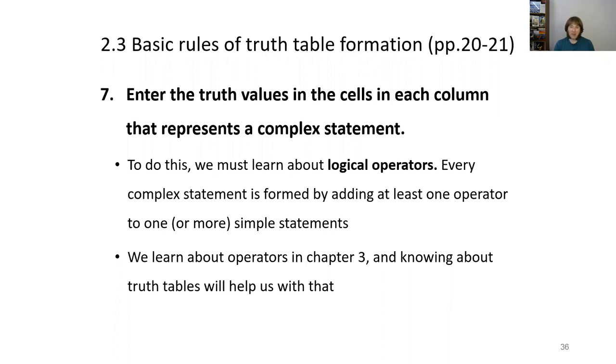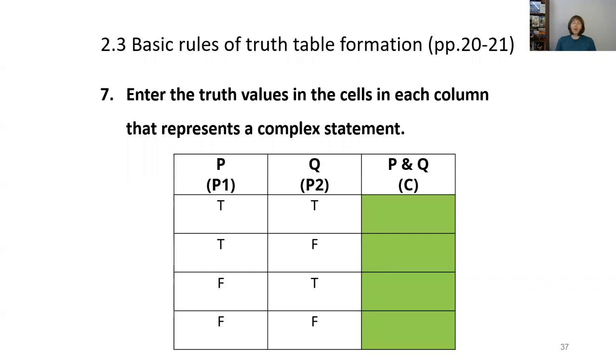Please bear with me. So if we just look at our table, what are we left with? What haven't we filled in? The very last column. And that's the column that represents the complex statement. And in this case, the complex statement is just P and Q, just saying that both P is true and Q is true. That's really all P and Q means. So we're going to see how to do that in chapter 3.